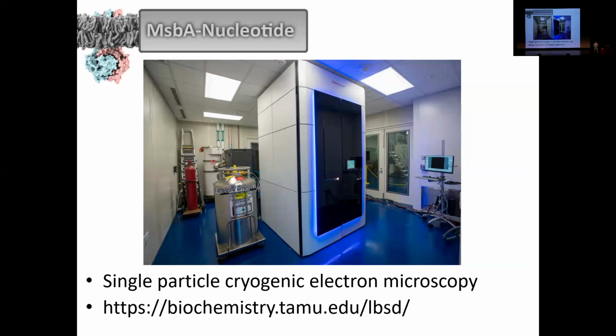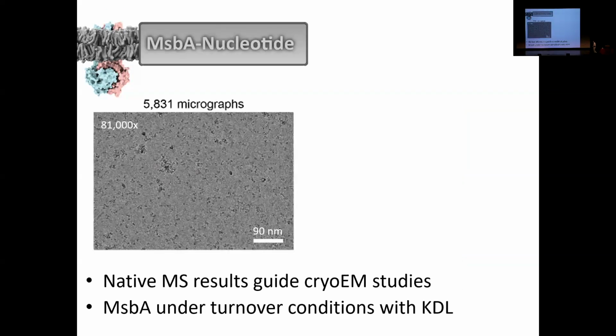Now we're going to take our sample, let it turn over nucleotide, and ask the question, if we flash freeze our sample, what can we see? And what structures will we find? That's what we've done. We flash freeze our sample after we let it turn over. Here I'm showing you what's called an electron micrograph. The magnification is 81,000-fold. In this micrograph, this scale bar is 90 nanometers, 90 times 10 to the minus 9 meters. Can you see little particles in here?